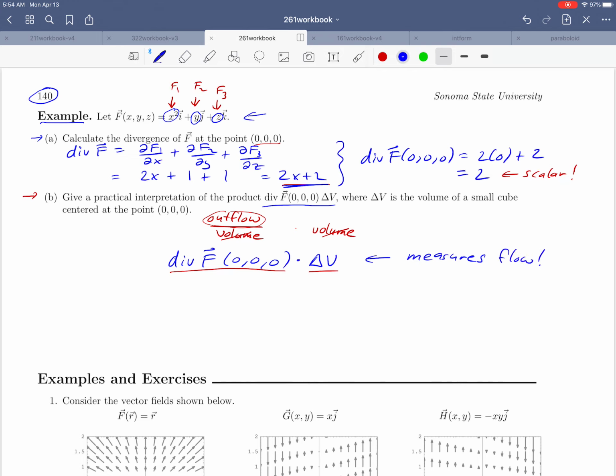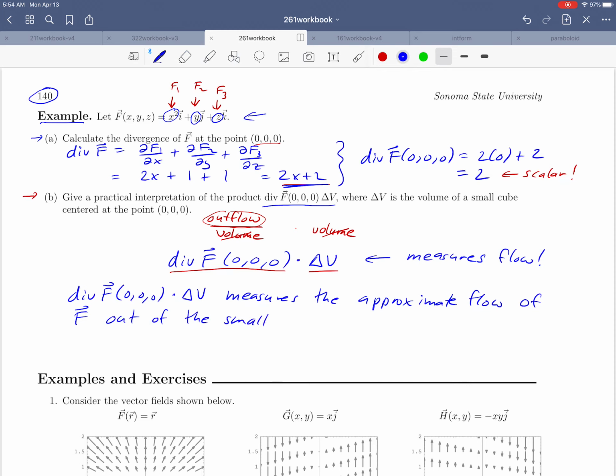If we want to put this into one statement, I'm just going to write a brief sentence to tie all this together. So this product of the divergence times delta V measures the approximate flow of the vector field F out of the small cube. You might think about why we say approximate, why this is an approximation and not an exact flow. And we're done with the problem.